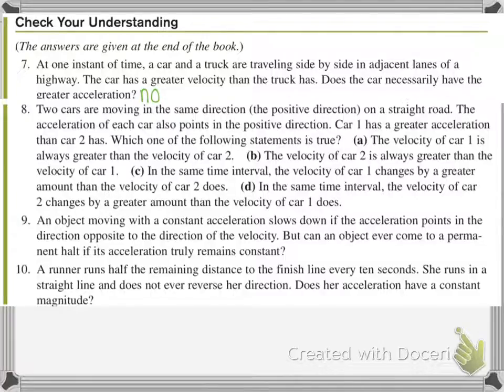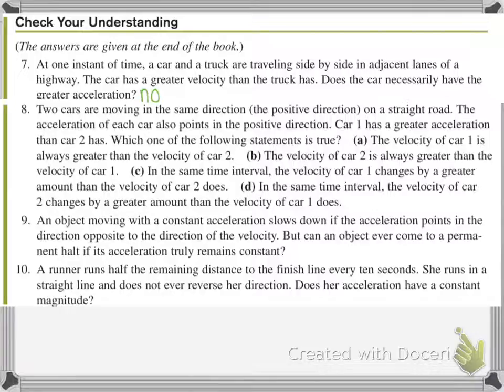Now, this one is not true because although car 1 has a greater acceleration than car 2 has, it does not necessarily mean that it has a greater velocity. It could also mean that it has a smaller amount of time, or car 2 has a greater amount of time. So this one is not true. And that's the same for answer B, because you do not know the time interval.